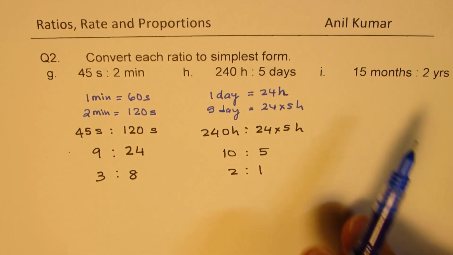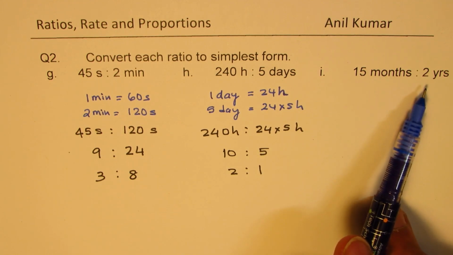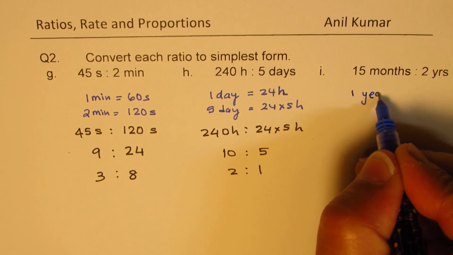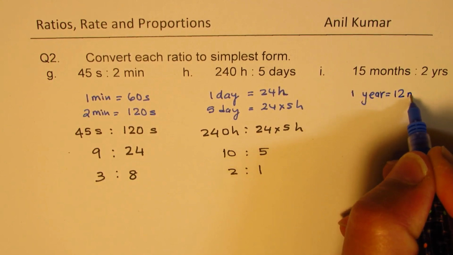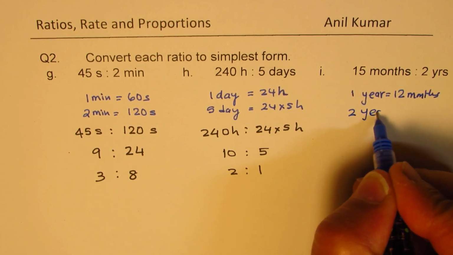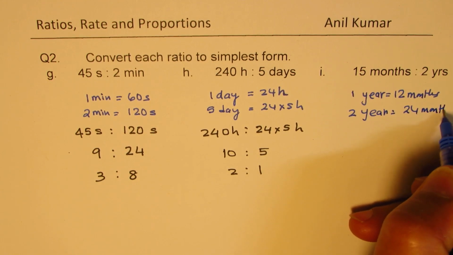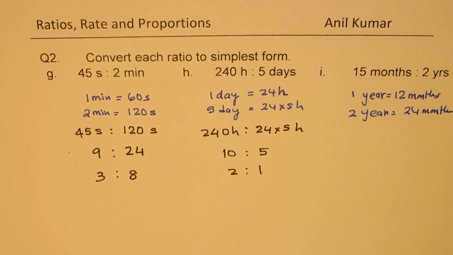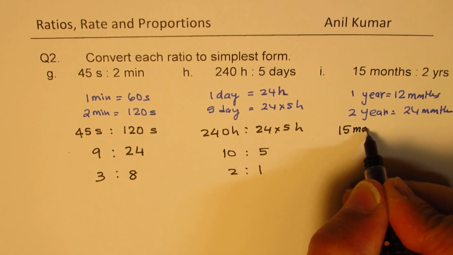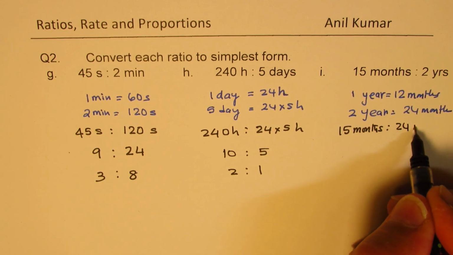The last one, I would like you to pause the video and do it yourself. 15 months and 2 years. Now 1 year is 12 months. So 2 years will be how much? So 2 years will be 24 months, correct? So we could write this as 15 months to 24 months.